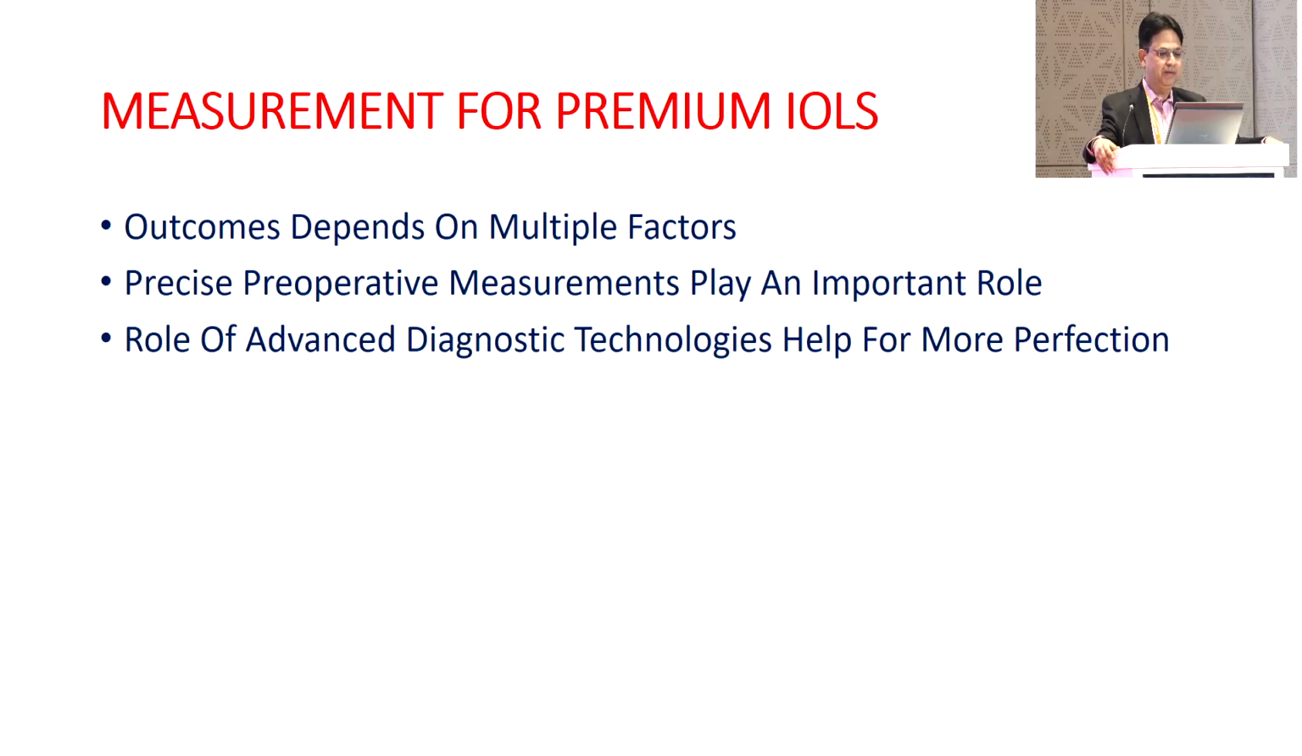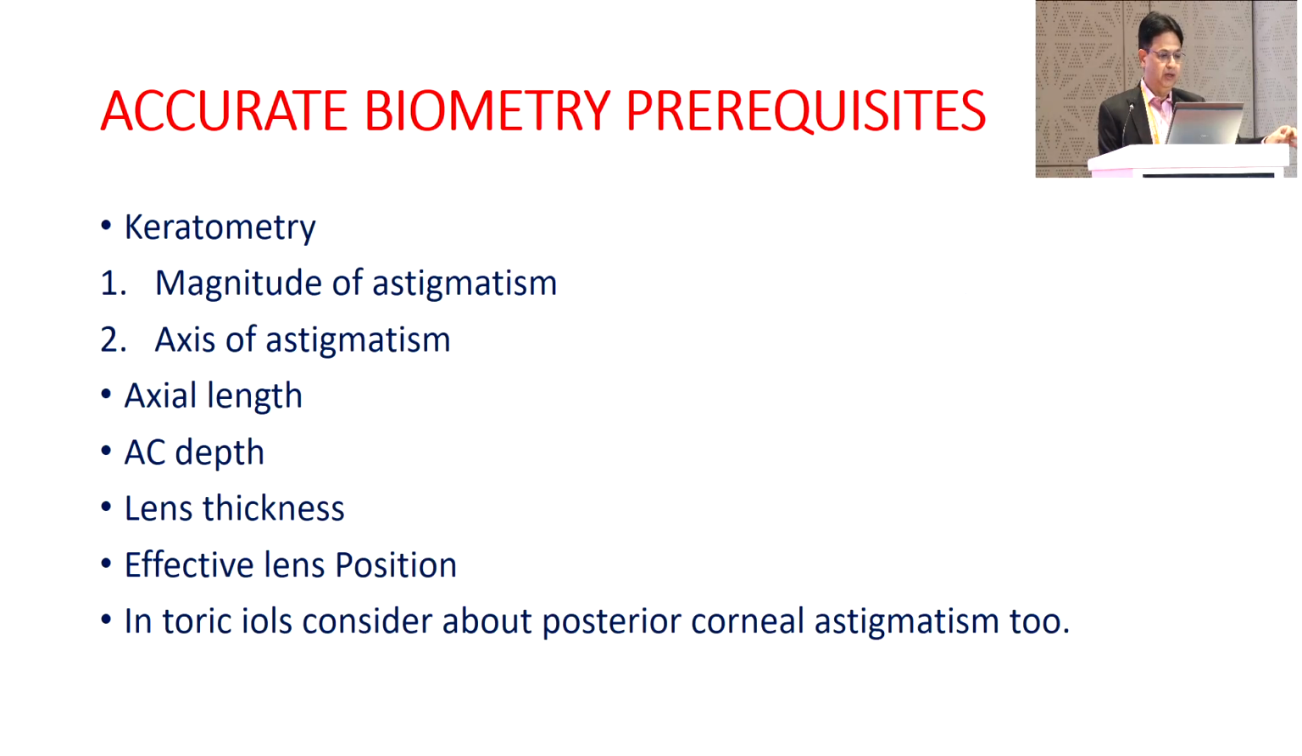Now measurement of premium IOLs, as Dr. Shehbaz sir has already told, outcome depends on multiple factors because precise preoperative measurements play a very important role. And the role of advanced technologies helps more for the perfection. Keratometry, we have to measure not only the magnitude but also the axis of the astigmatism. And since new formulas are based on all these things, parameters like axial length, AC depth and other things, lens position, we have to take into consideration.